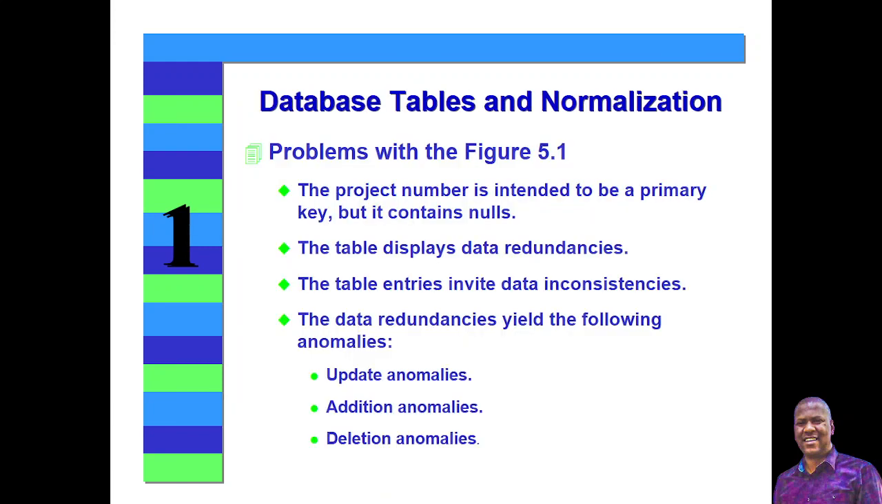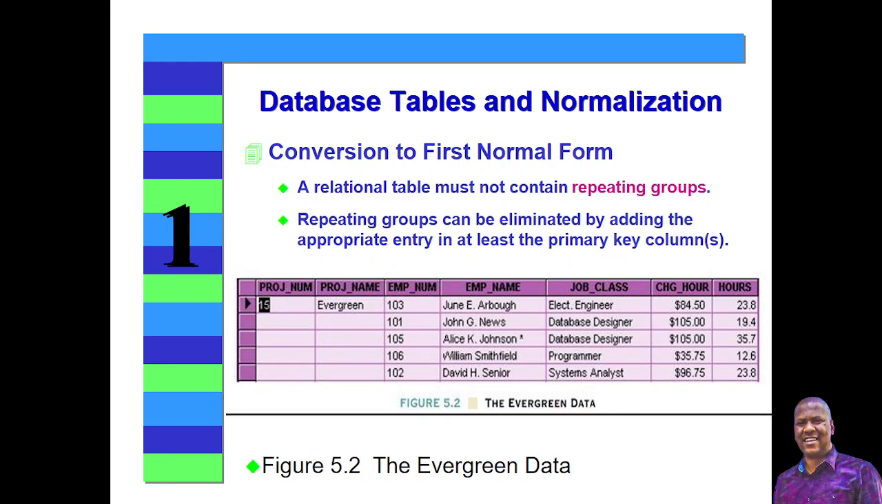So the previous table or the previous figure is what we need to understand: that the project number is intended to be the primary key, but it has null values as we have seen, right? The table, as you have seen, also displays that redundant data. The entries within the table are also inconsistent, and maybe the worst case scenario is that we are going to be faced with these anomalies, such as the update, addition, and deletion anomalies. So this presents a situation whereby normalization will have to be done in order to have a well structured database. So how do we then proceed to ensure that we have normalization?